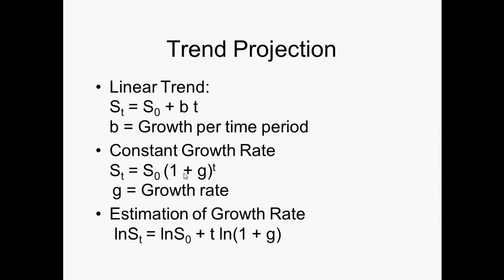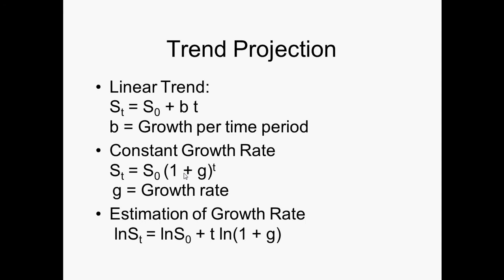Okay, so we'll start by thinking about trends. And trends can take a couple of forms here. You might have a linear trend. The linear trend is sort of the simplest to think about. So the linear trend would say that the quantity, the kind of underlying value of the quantity, grows by some value b every period. So that's easy to understand.